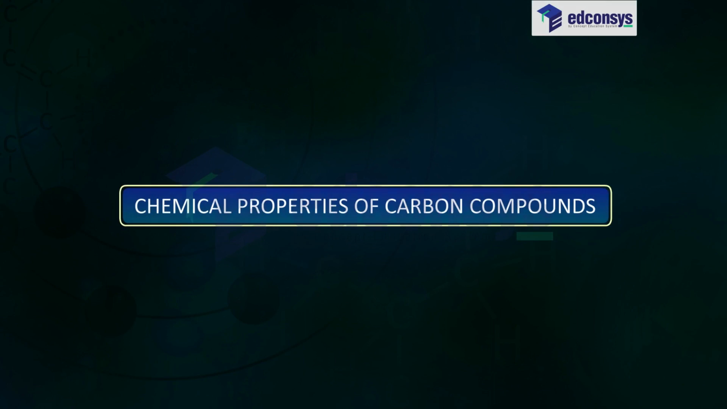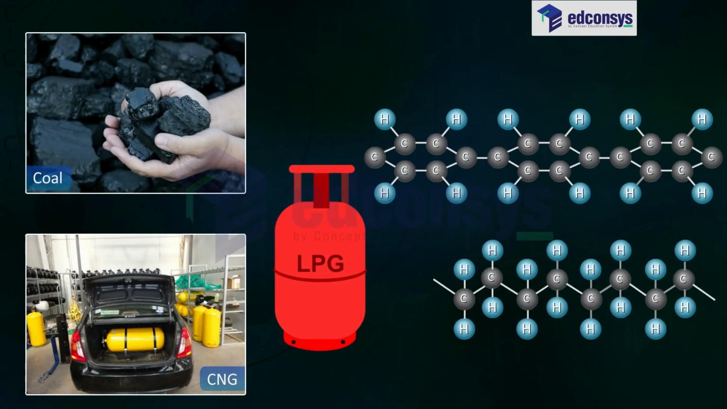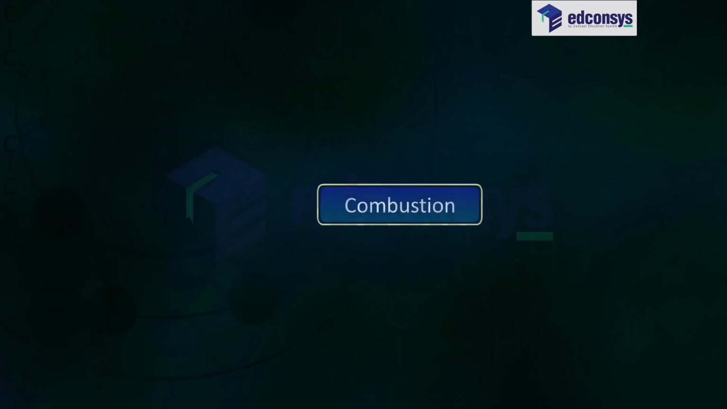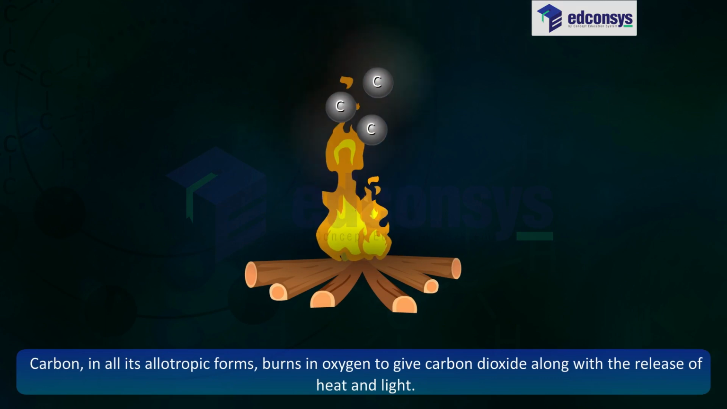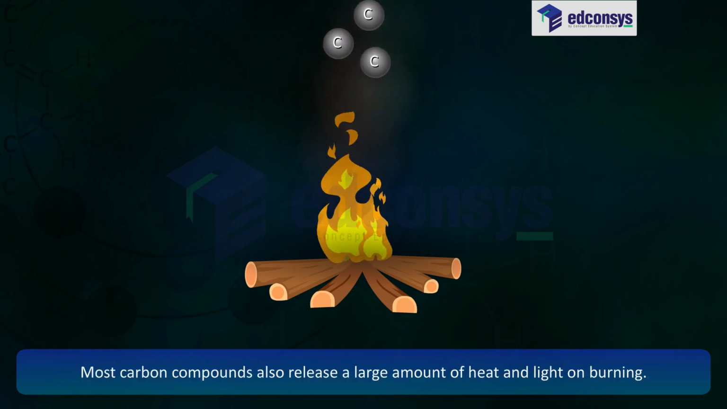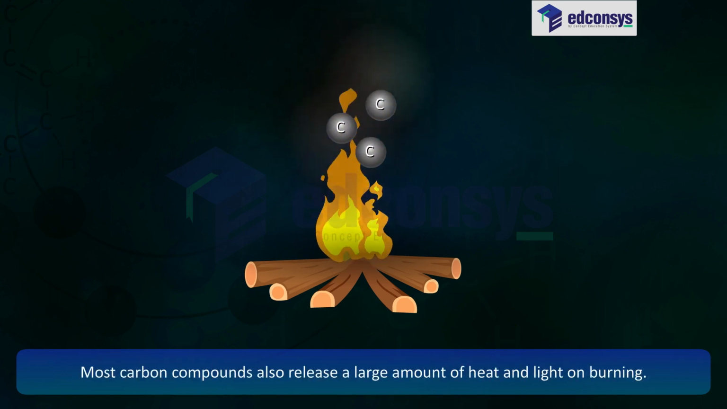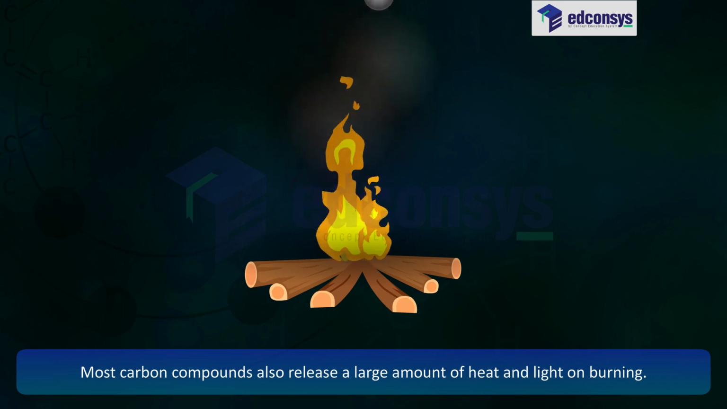Chemical properties of carbon compounds. Most of the fuels we use are either carbon or its compounds. Combustion: carbon in all its allotropic forms burns in oxygen to give carbon dioxide along with the release of heat and light. Most carbon compounds also release a large amount of heat and light on burning. These are oxidation reactions.